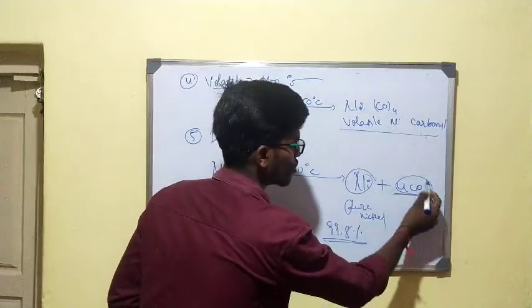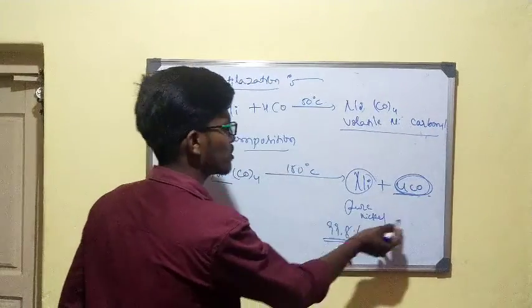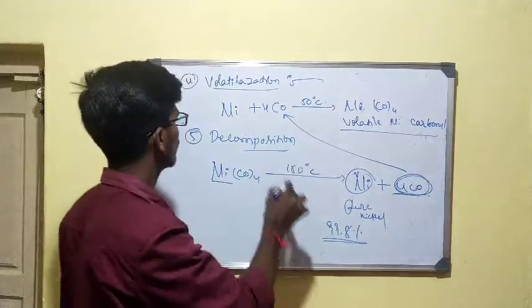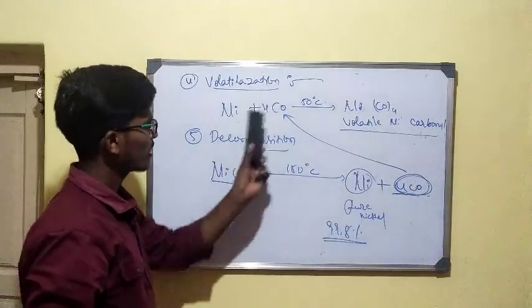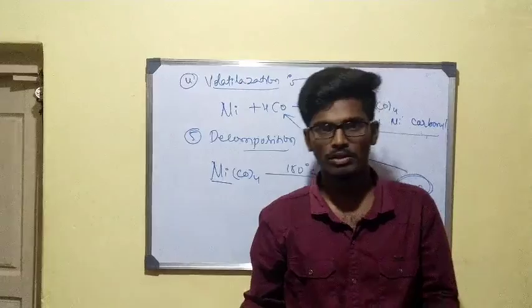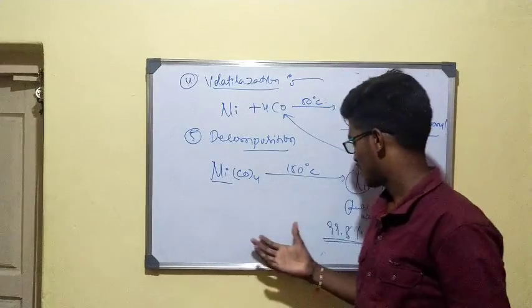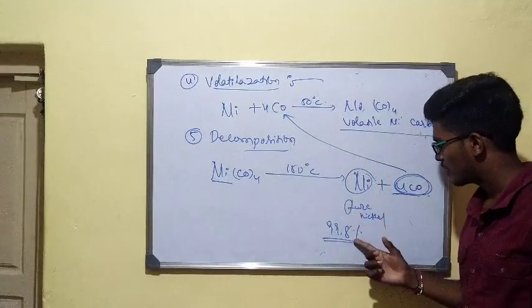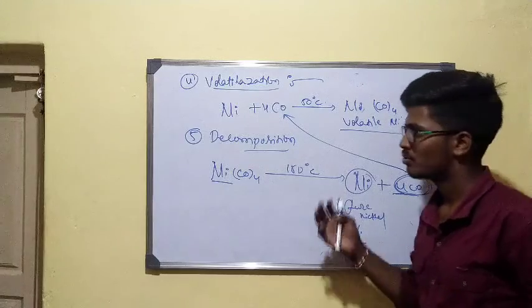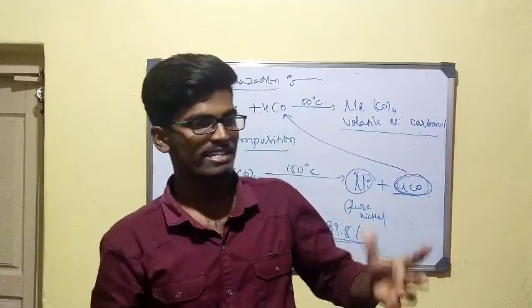The carbon monoxide you obtain after decomposition is reused for the volatilization reaction. After Mond's process, you will get 99.8% pure nickel. And these are the several steps involved in the extraction of nickel.